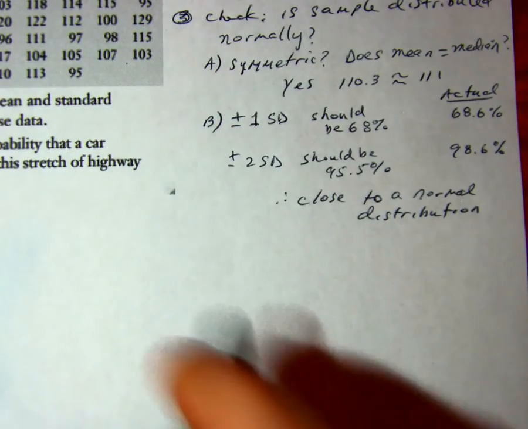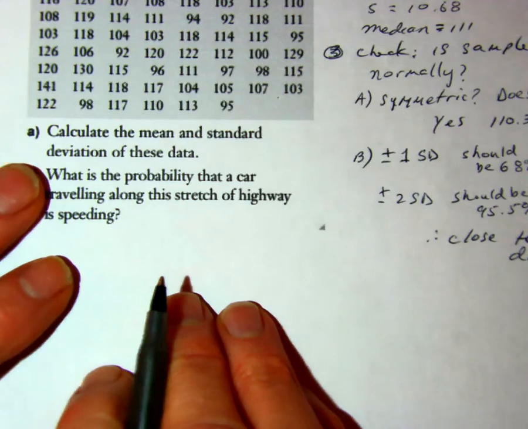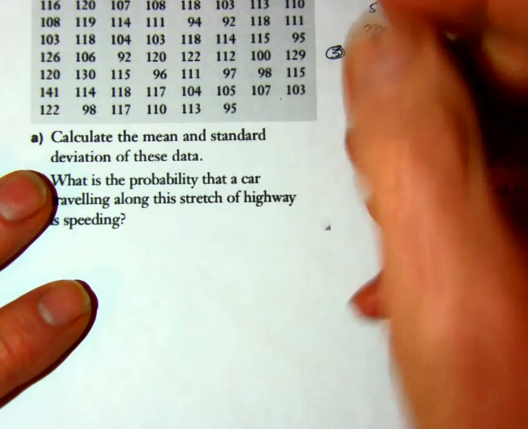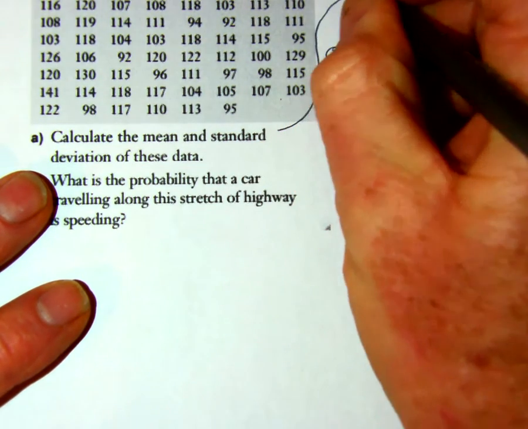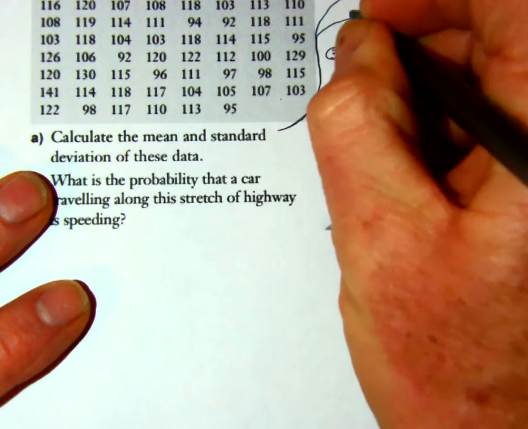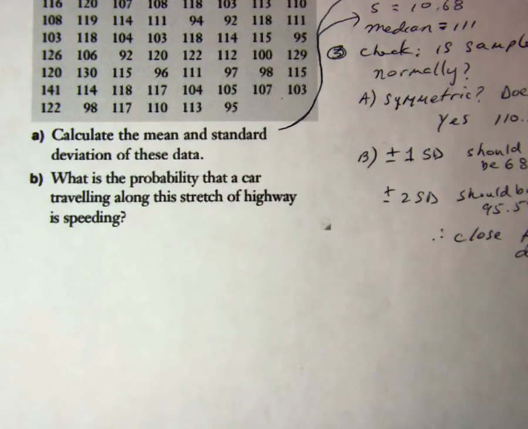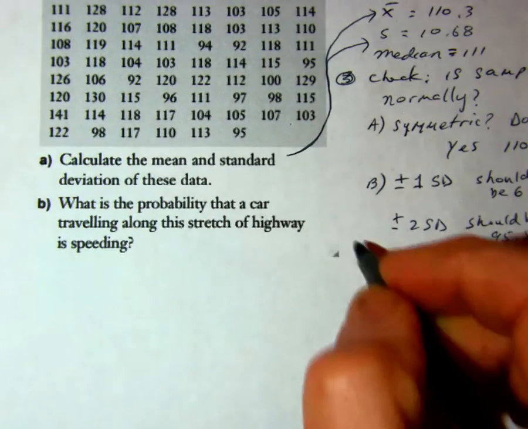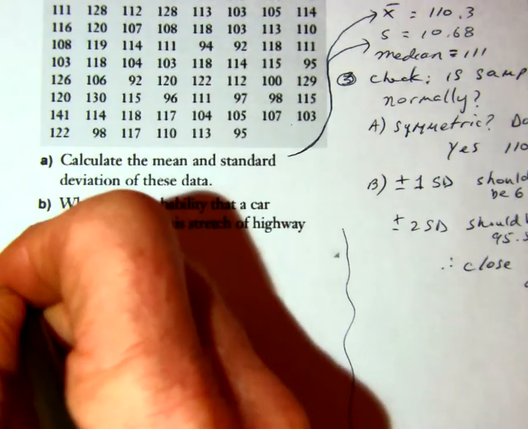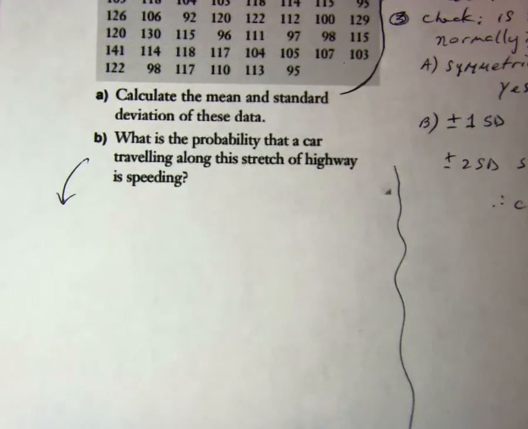All right. So part A. Calculate the mean and standard deviation of this data. Well, the spreadsheet did that for us. There's the mean and there's the standard deviation. All right, so that's already done. Let's answer B now. So part B, we'll do over here.